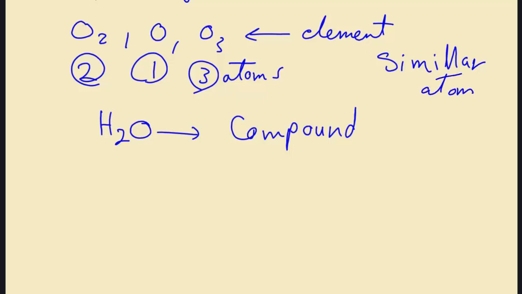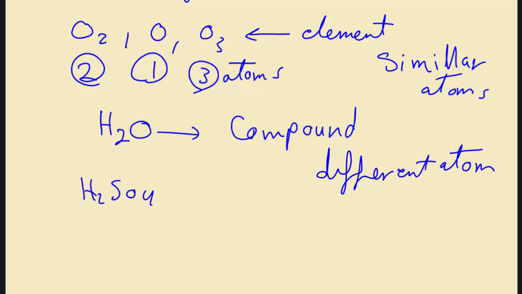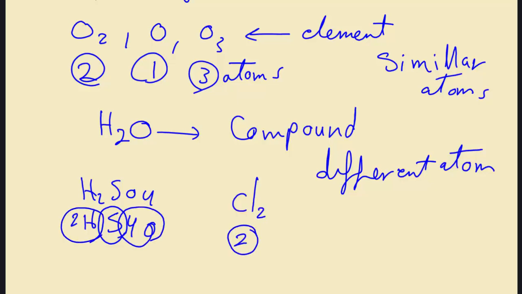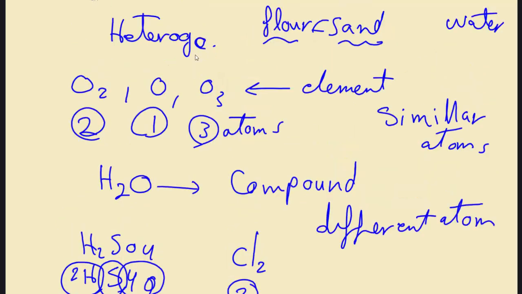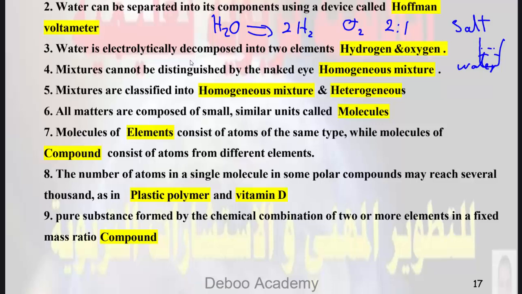We call that compound. So similar atoms make an element, while different atoms make a compound. Like H2SO4: here 2 hydrogen, 1 sulfur, 4 oxygen, different atoms make it a compound. While Cl2, 2 similar atoms make it an element. And this is the difference between element and compound.